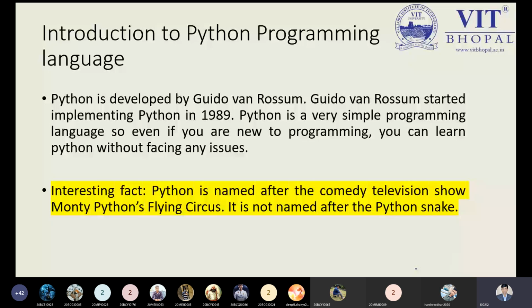So it was developed by Guido Van Rossum in 1981. It was a very simple programming language. The more interesting fact, which I have highlighted in yellow, is that Python is named after the comedy television show Monty Python's Flying Circus. This is the actual name of the television show, and it was just given the name after the Python snake.